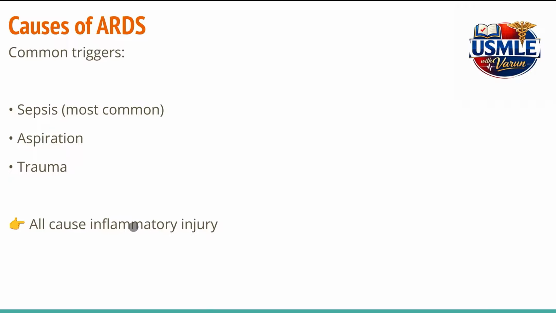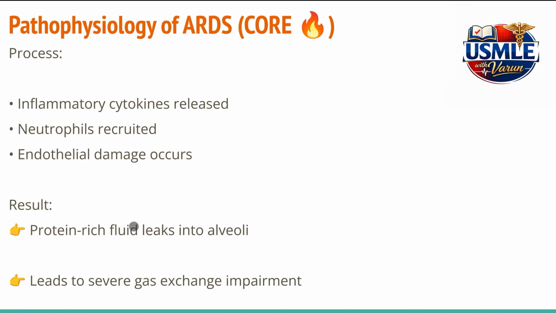The process begins when inflammatory mediators or inflammatory cytokines are released. These attract neutrophils into the lungs, and these neutrophils damage the capillary lining. Once this barrier is disrupted, the fluid leaks into the alveoli. So now you have fluid where the air should actually be. The fundamental problem in ARDS is that air is replaced with fluid.